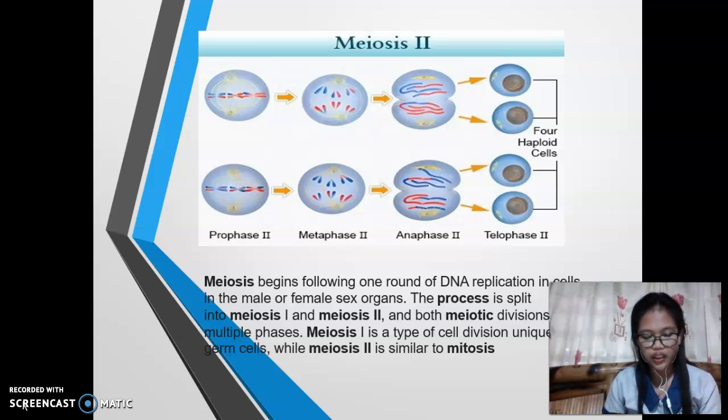Meiosis 2 is not a reductive division because although there are fewer copies of the genome in the resulting cells, there is still one set of chromosomes, as there was at the end of meiosis 1.